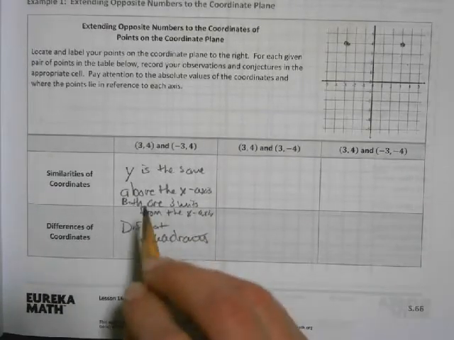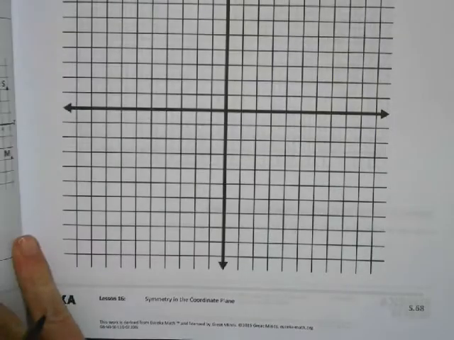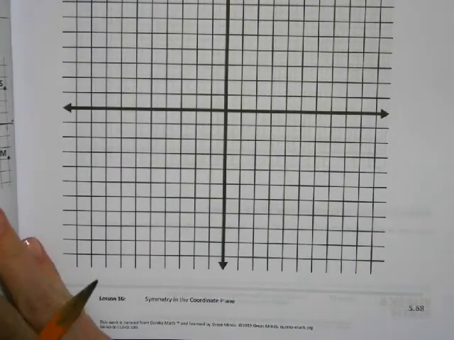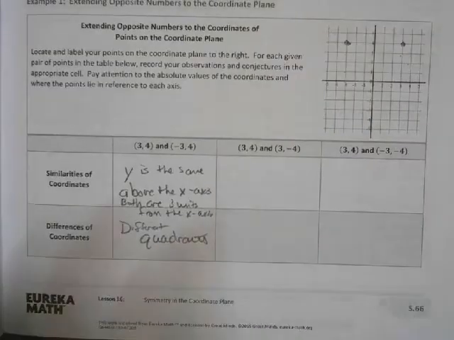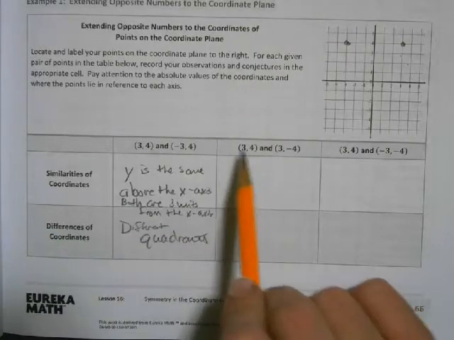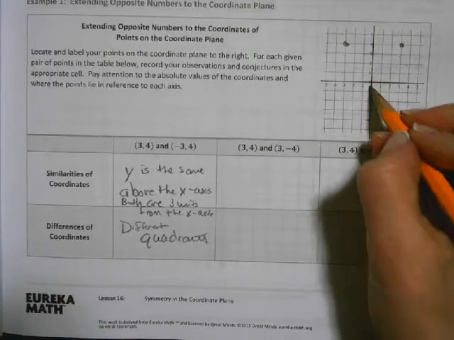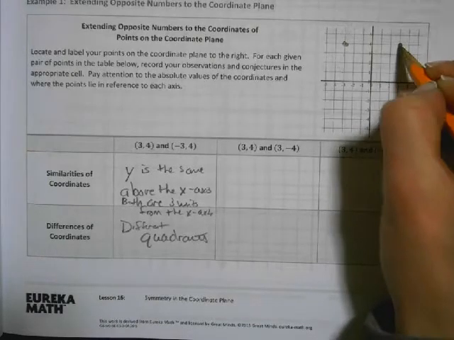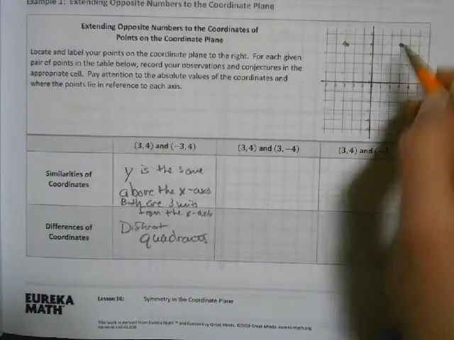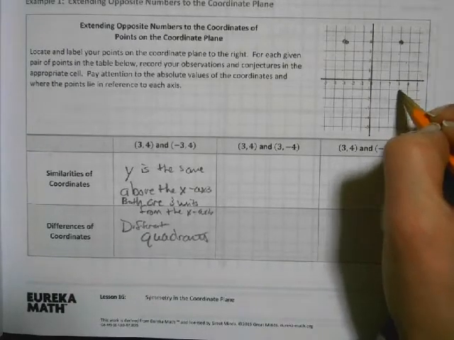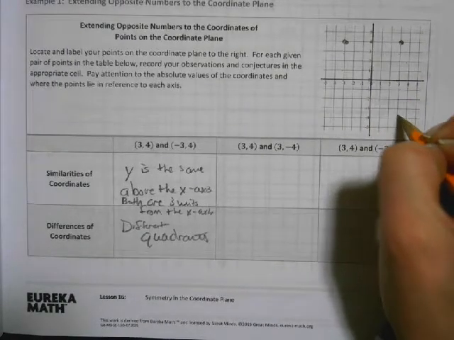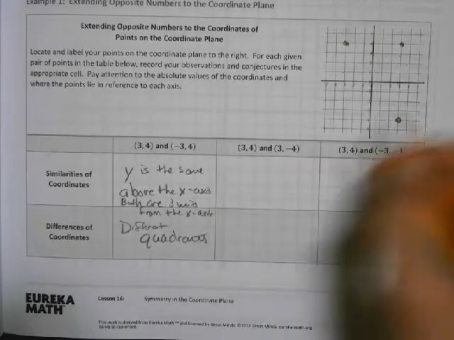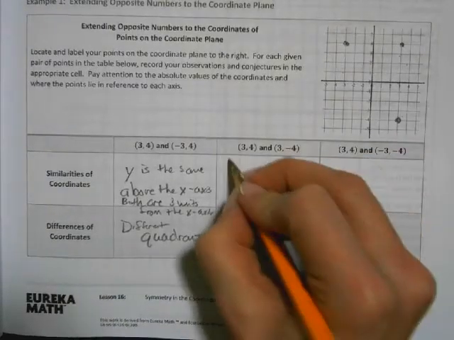Now let's go to this one here. They have us keep going over here. We're going to stick here. We have a 3, 4. So 3, 4, which I already have. And then we have a 3, -4. 1, 2, 3, 4. So this one, their x is the same.